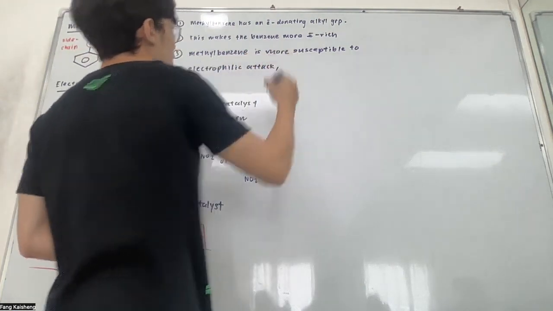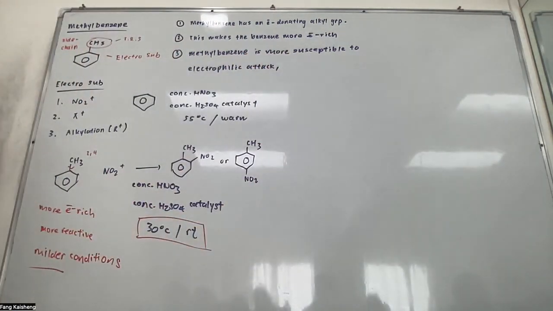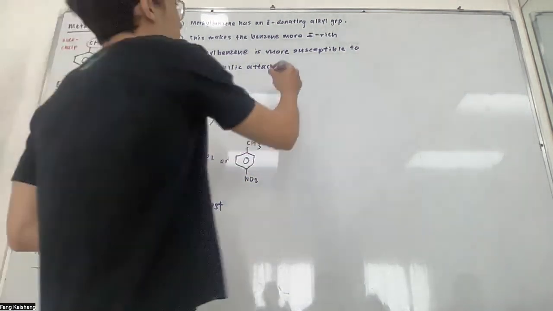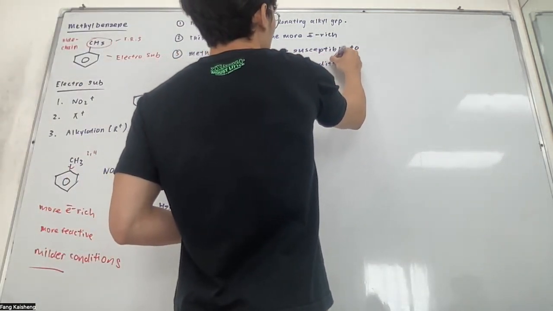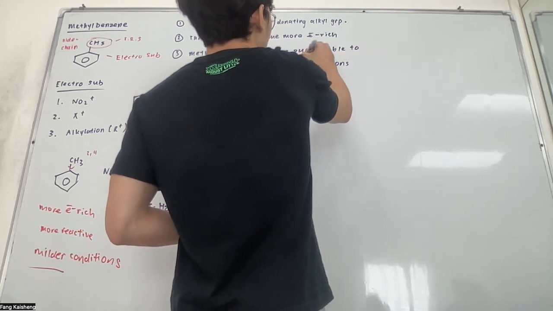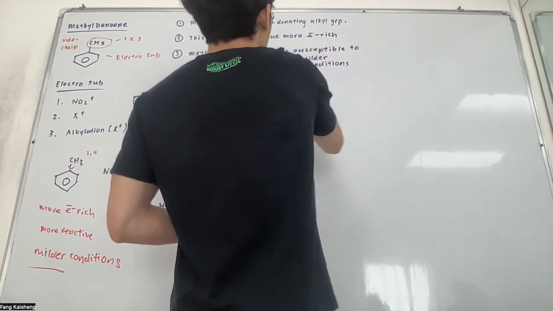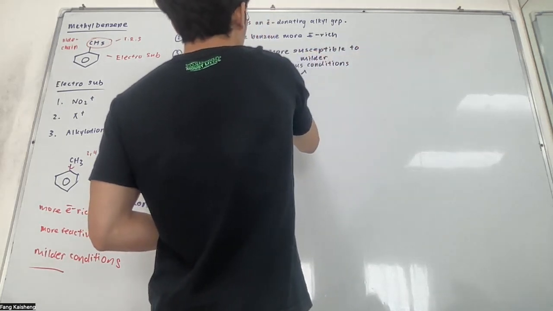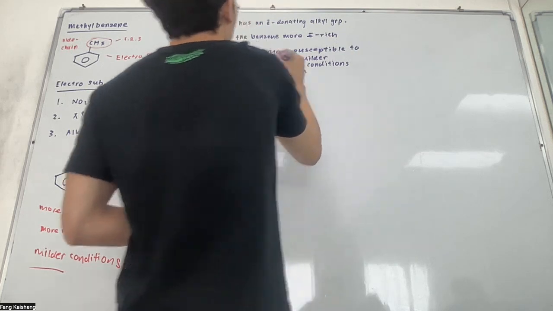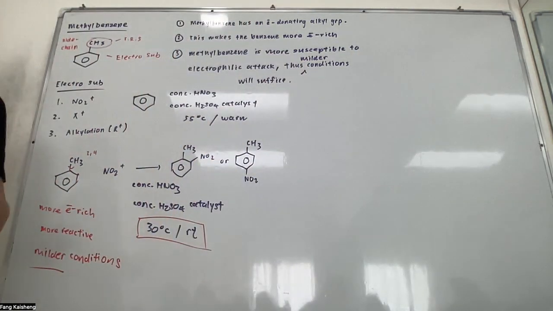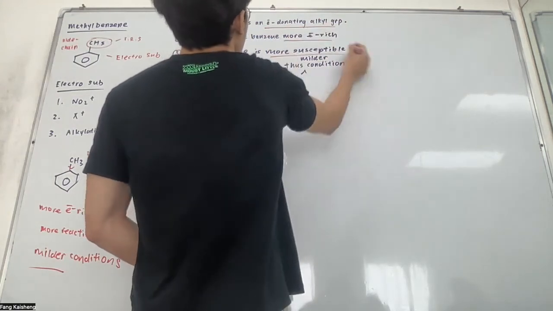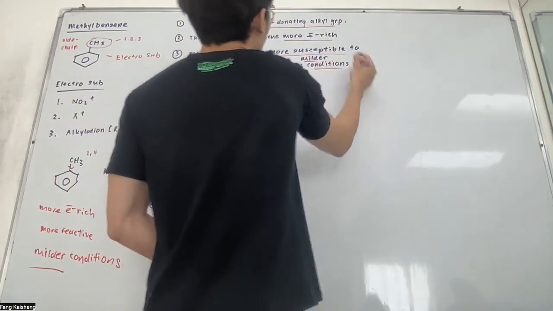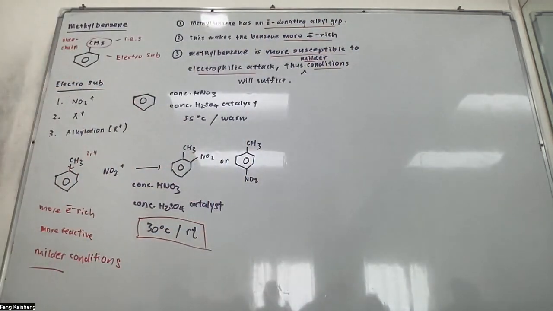But guys, we need to link back to why it has a lower temperature. Because it is more reactive, that's why the conditions are milder. Okay, yes. So just add that in. Milder conditions will suffice. Done. Okay, again, it's good to highlight all the keywords. Electron donating group, more electron rich, more susceptible, and hence milder conditions. Okay, 3 steps.